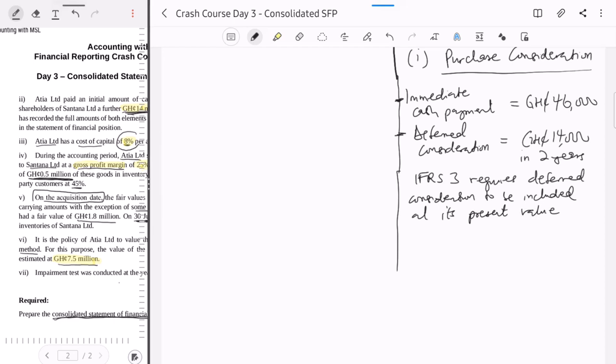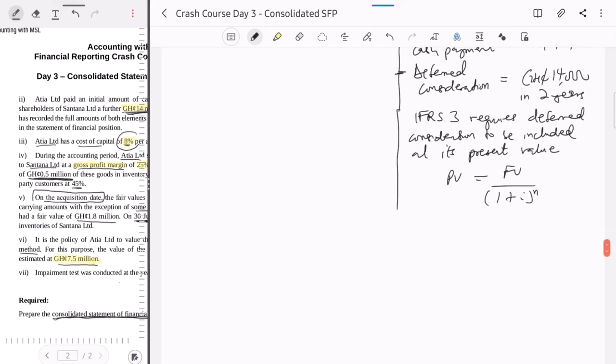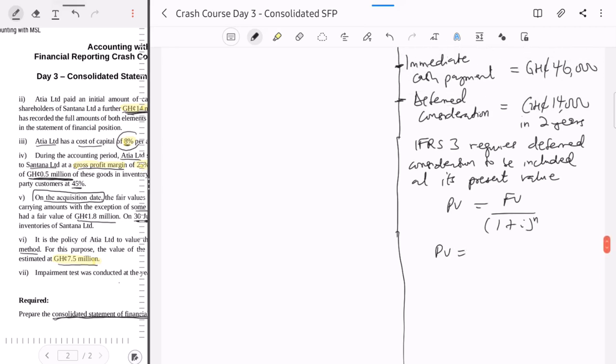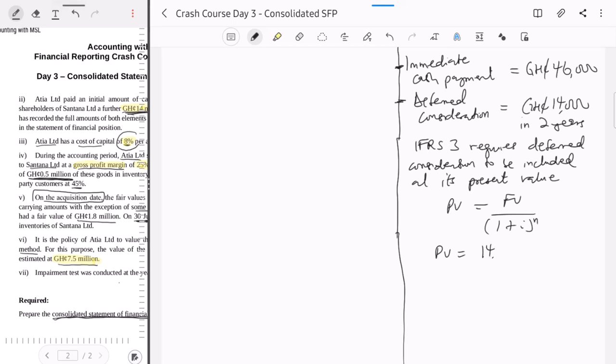Present value. So we need to just say, and I'm sure all of you know this, present value equals what? Future value over 1 plus i or r to the power n. This is basic time value of money that I'm sure everybody here already knows. So the present value will simply be what? This 14,000 here, right? So 14,000 divided by 1 plus what the rate is, 8%, 0.08, to the power how many years?